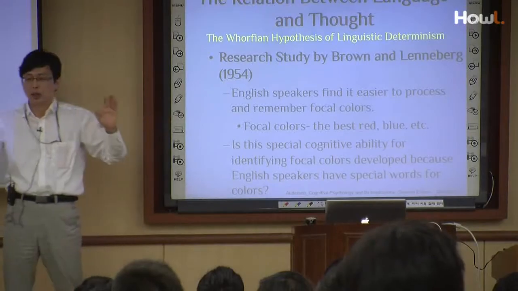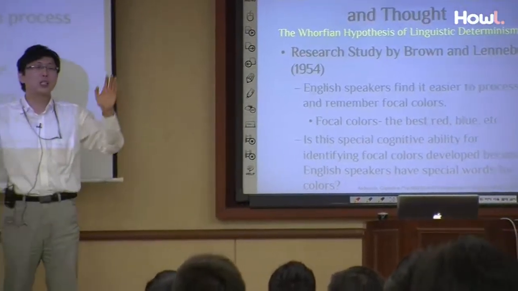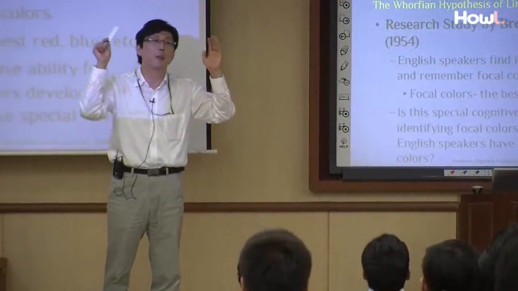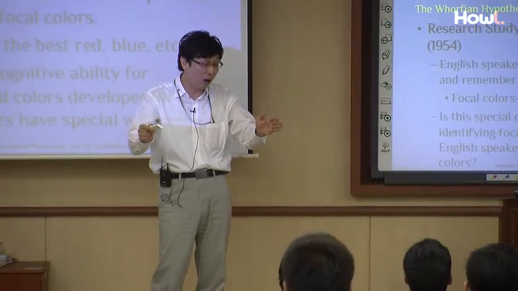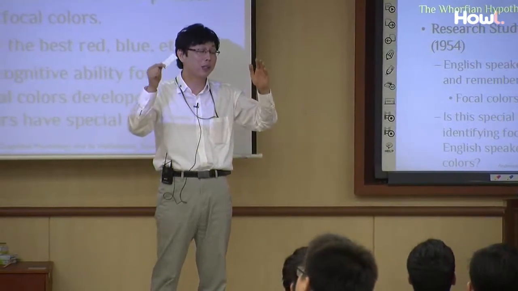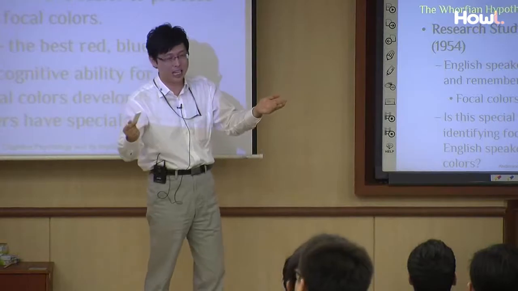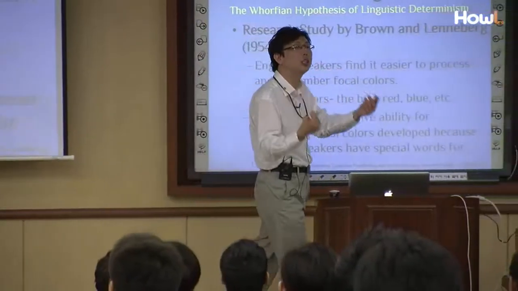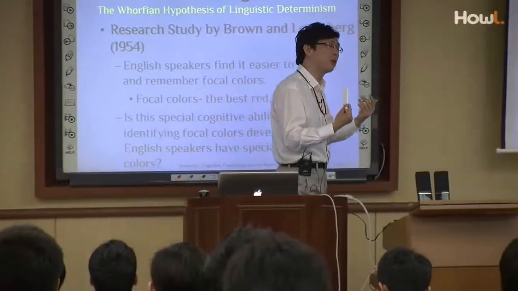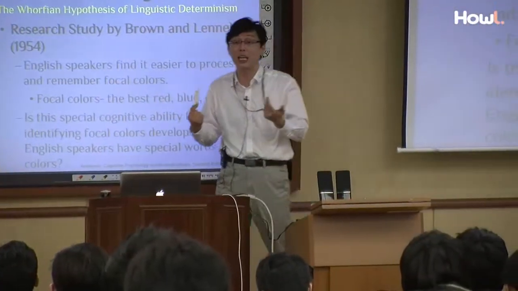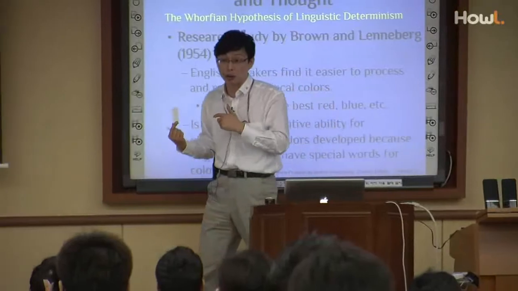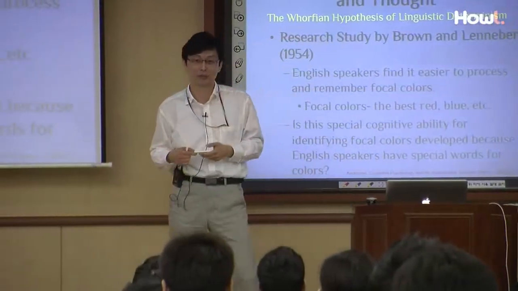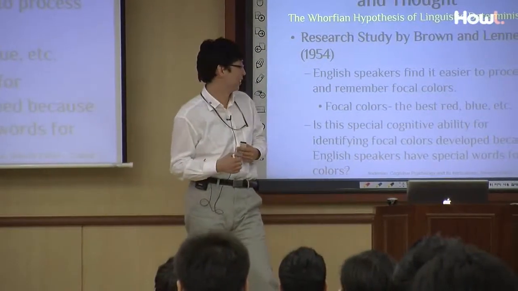The idea is this one. English people have special color names, that's why they are better at recognizing color, or they just have a special power to identify color because of the name, or because of their cognitive power. If that comes from cognitive power, we can say language depends on thought. Really hard, isn't it?